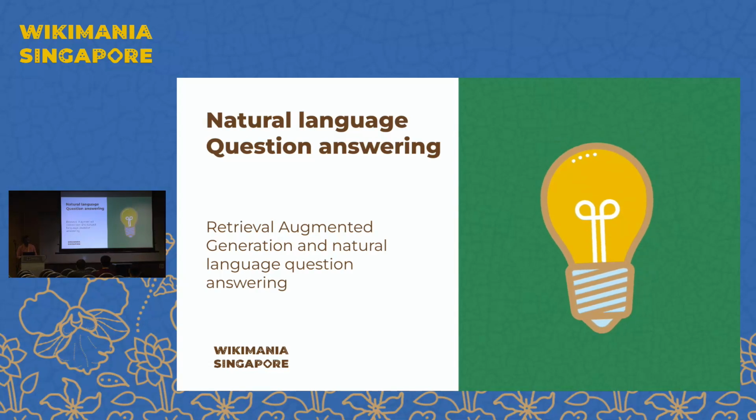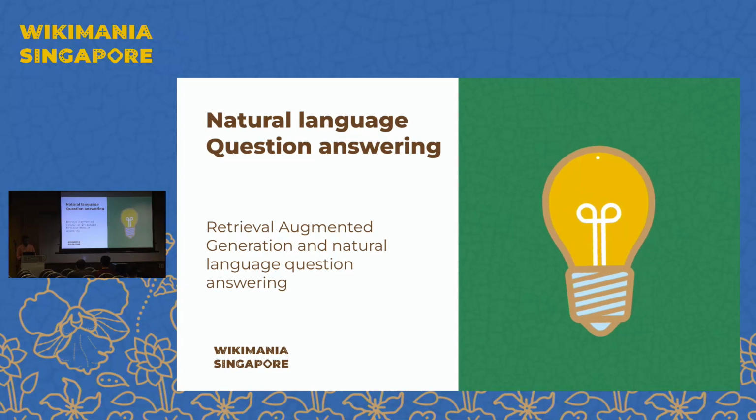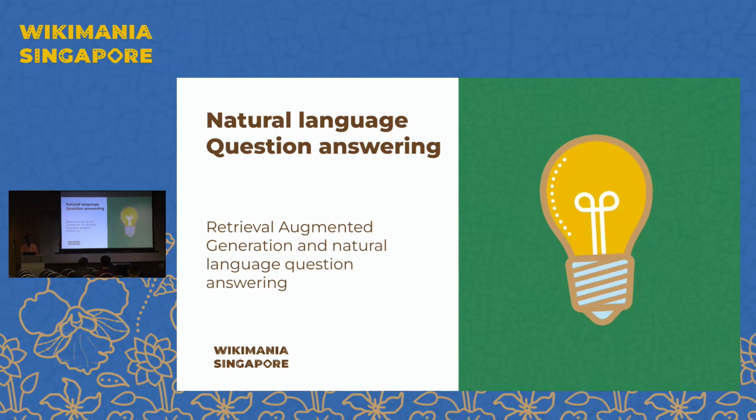There are some experiments on how to use this, and one of the major technologies for how natural language question answering will work based on a set of documents, in this context based on Wikipedia. The basic technology for that is called retrieval augmented generation.